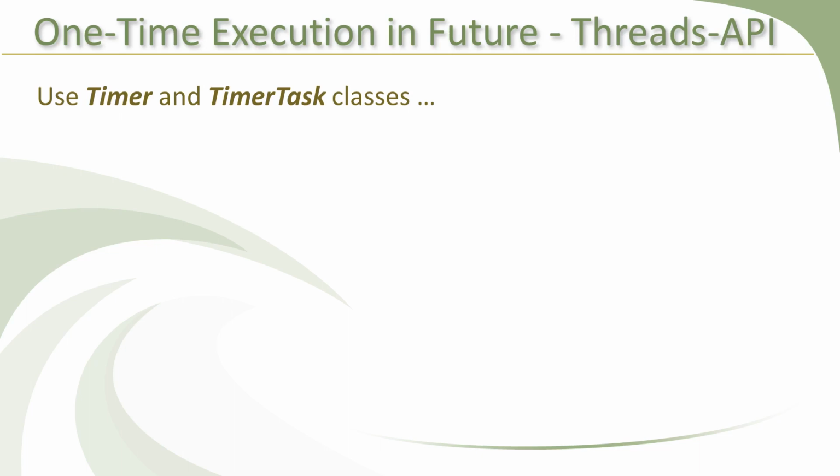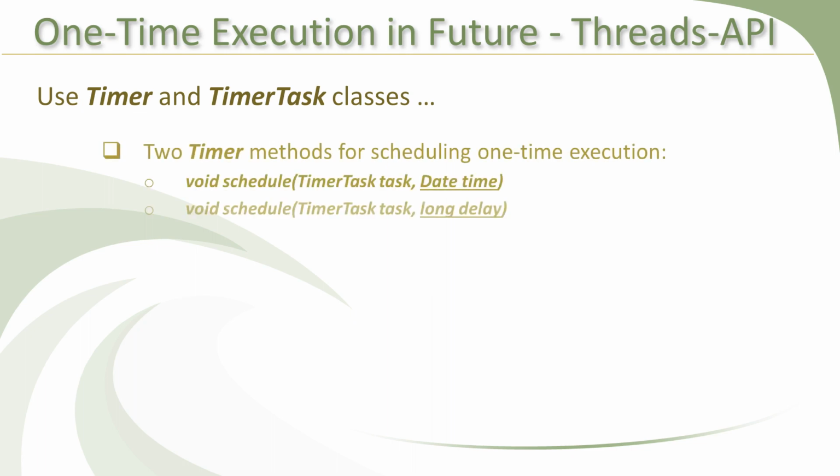Hello dear friends, in this video we will discuss how to schedule tasks for a single execution in future using the Threads API. As discussed previously, there are two overloaded methods named schedule in the Timer class that can be used for this purpose. Both take a TimerTask as the first parameter. The second parameter is Date in one and long in the other. Both represent the time that we want to schedule the task for.